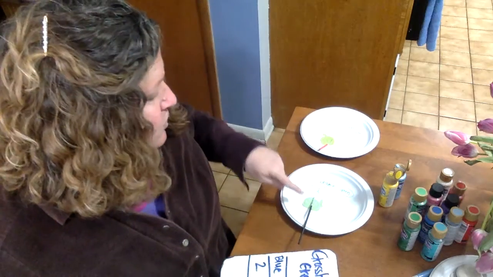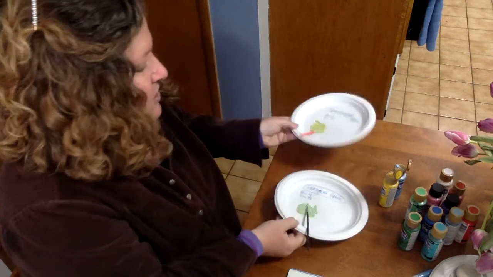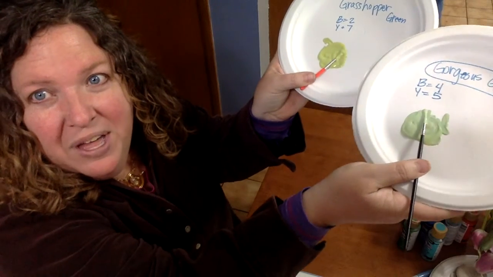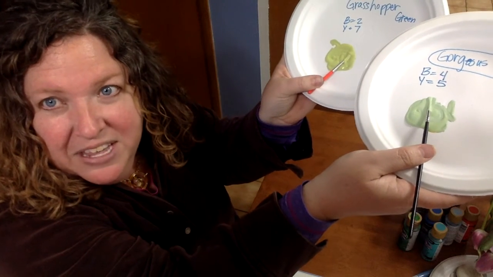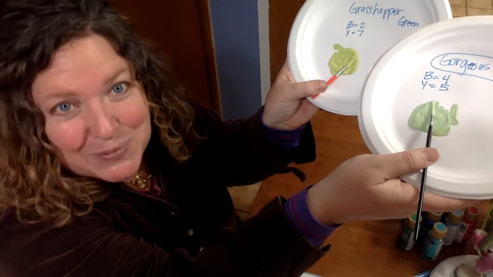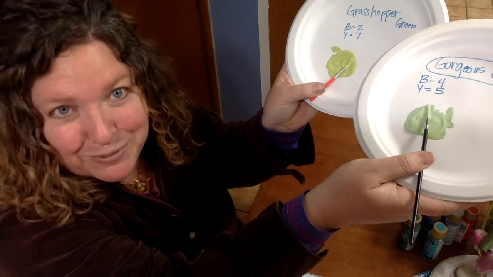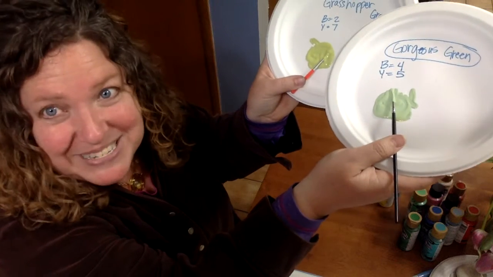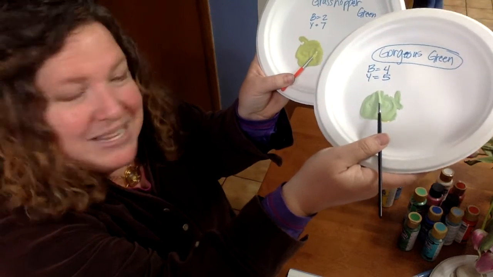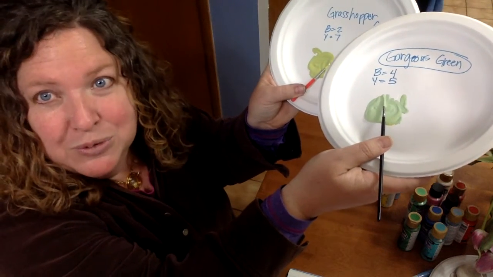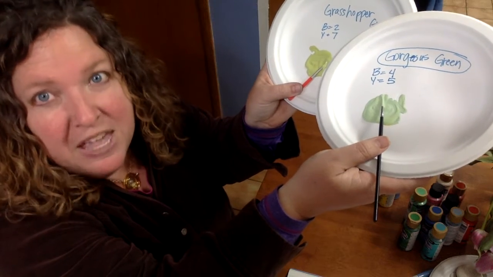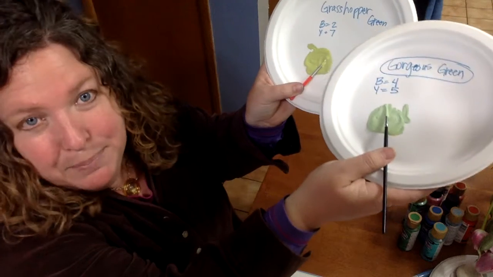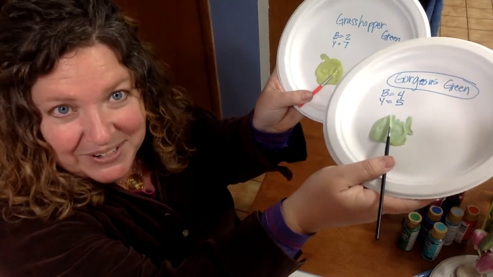So when we mixed our two paints, I don't know if you can tell, just because the lighting is bad, but you can actually see that one is a more yellowy color and one is a more bluey color. Well, that's not surprising because their ratios are different. So it wants us to say, how can we tell without actually doing what we just did, which is mix the paint? If we just knew their ratios, we just knew that gorgeous green was 4 to 5, and if we just knew grasshopper green was 2 to 7, how could we figure out which one is going to be bluier and which one is going to be yellower?